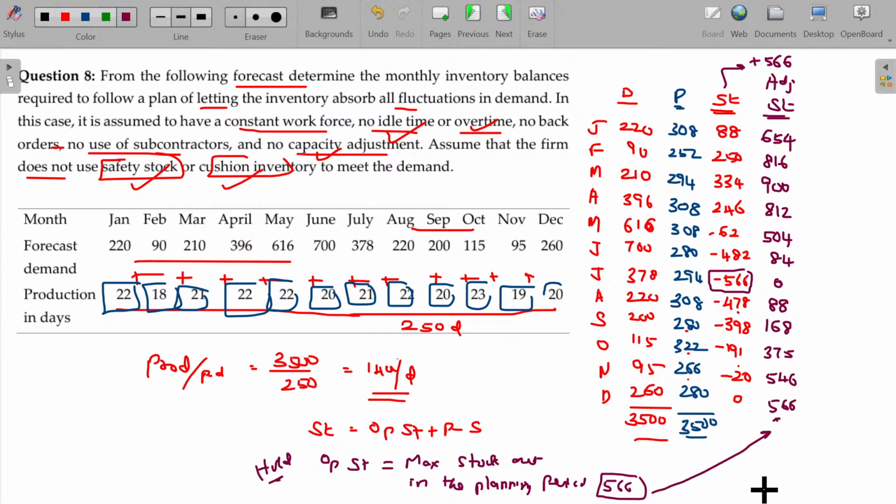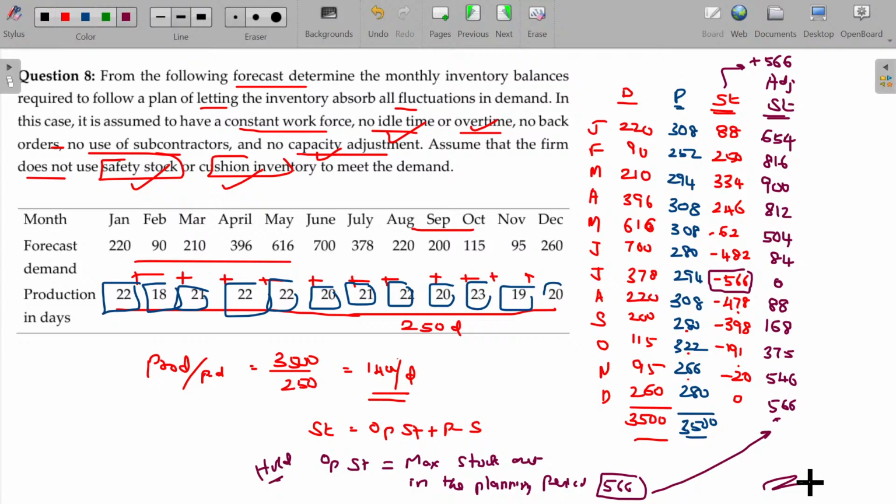This closing stock becomes the opening stock for the next period to be used. Hope now you will be able to understand. Clear? So with that, aggregate planning is completely over. Today we have completed two chapters in detail. One is layout, another one is aggregate planning.